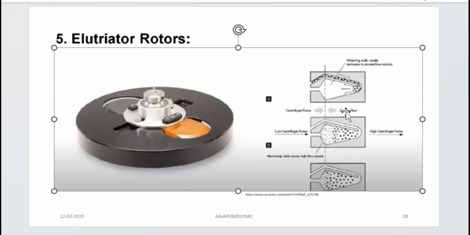When it is working, it will spread out. See, the particles are uniform here, they are settling, and the major portion is going to get settled at the outer tip. So elucidator rotors are working in this particular fashion. The schematic representation itself tells you how the elucidator rotors are going to work. These are again the conical chambers.